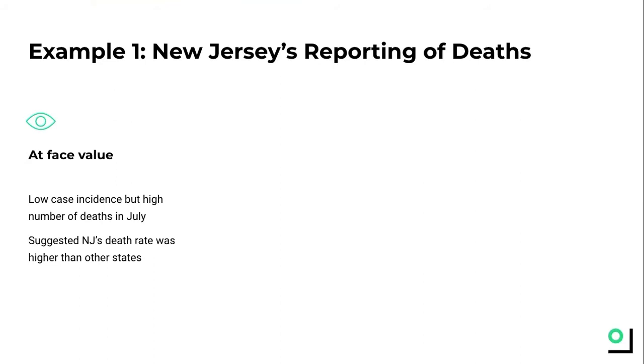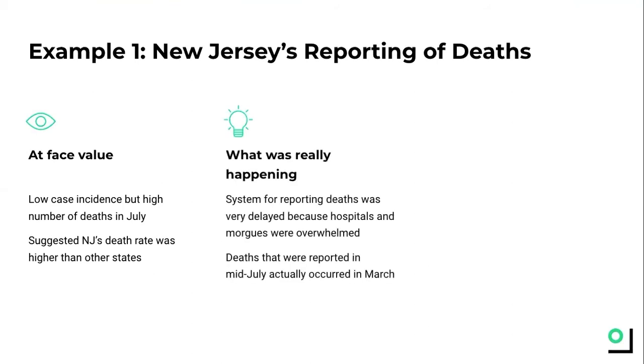Back in July, New Jersey had a fairly low case incidence, or the number of daily new cases, but a relatively high number of deaths. This was strange because it would suggest that the death rate was higher in New Jersey than in the rest of the US. But it turns out that New Jersey's system for reporting deaths was very delayed due to the overwhelmed hospitals and morgues. Deaths that were reported in July had actually occurred back in March. It just took a while for them to show up in the system.